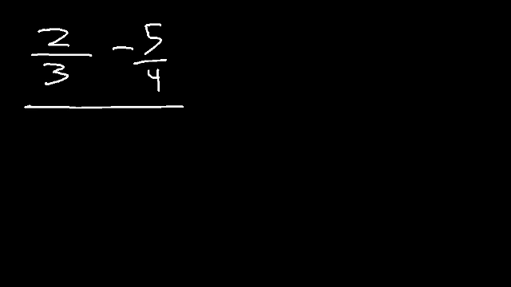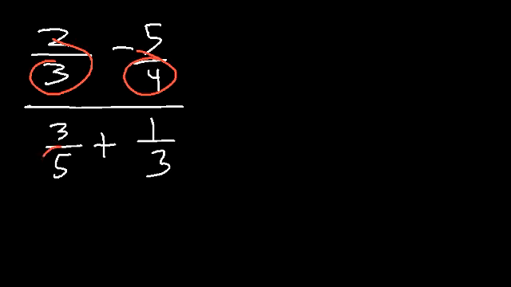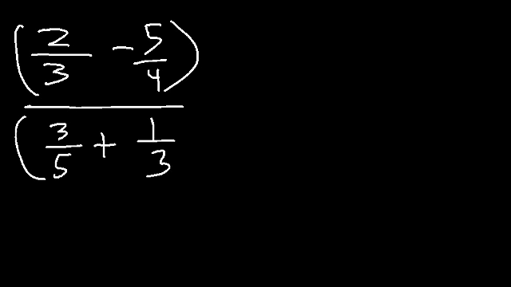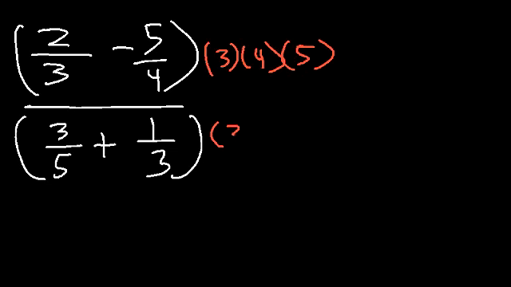Now let's try another example, similar to the last one. So what is the least common multiple between 3, 4, and 5? If you're not sure, don't worry about it. Simply multiply the top and bottom by all of those three numbers, 3, 4, and 5. It's going to work out.